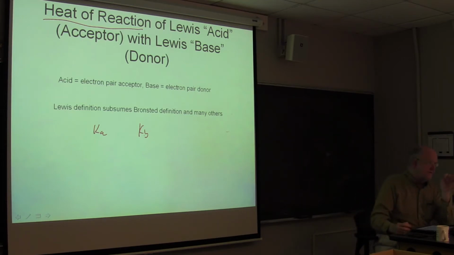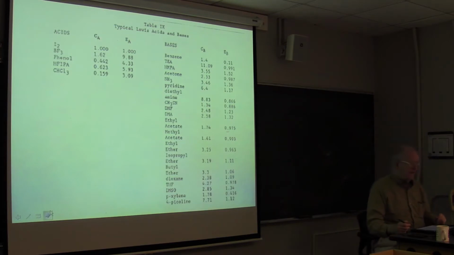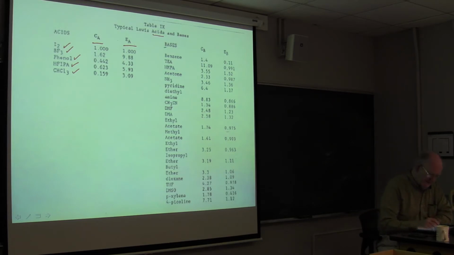But it turns out that this doesn't work when we start talking about Lewis acids and Lewis bases. It was found quite some time ago that a Lewis acid, and here are some typical Lewis acids: iodine, boron trifluoride, phenol, hexafluoroisopropanol, one of my favorites, and chloroform, are all Lewis acids, actually requires two separate parameters, CA and EA, to characterize an acid. And concomitantly, to characterize a Lewis base, you need two parameters, CB and EB. We'll get into the meaning of the C and the E in a minute.